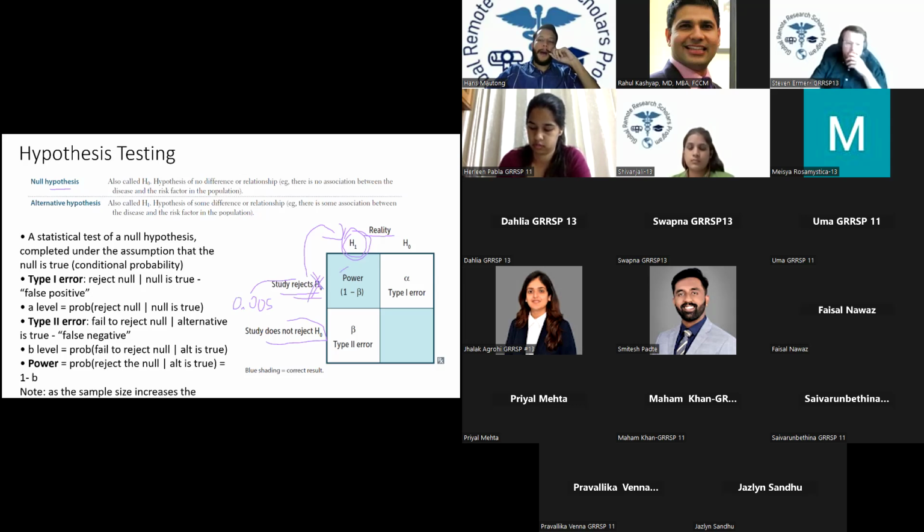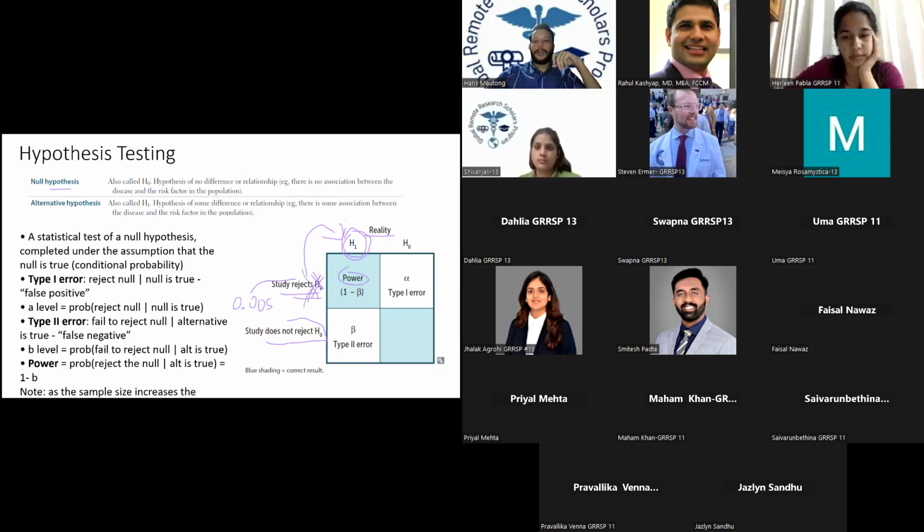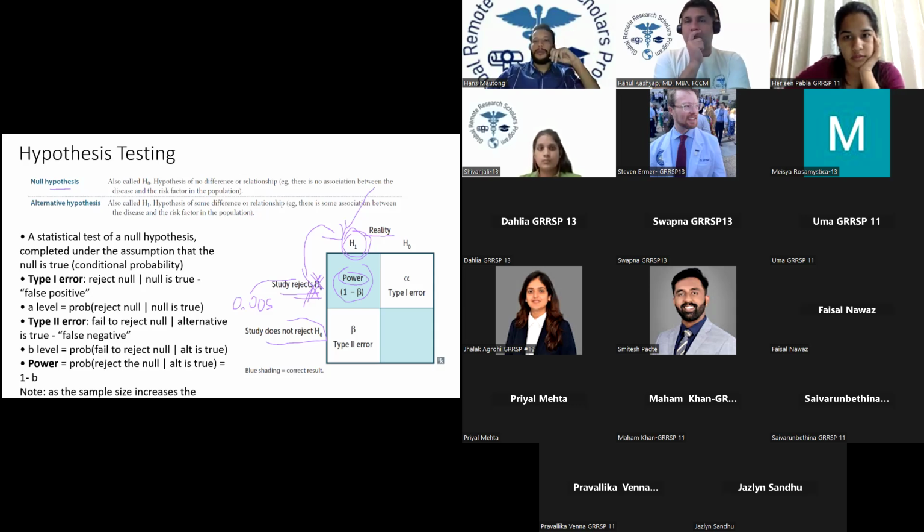This is also what is called power. So power is the probability that you actually reject the null when the null is actually false in reality. So this is power. What happens when you do the same analysis? You do a t-test with females and males, and you want to know if females have a higher value of glucose. Let's suppose that the study does not reject the null hypothesis.